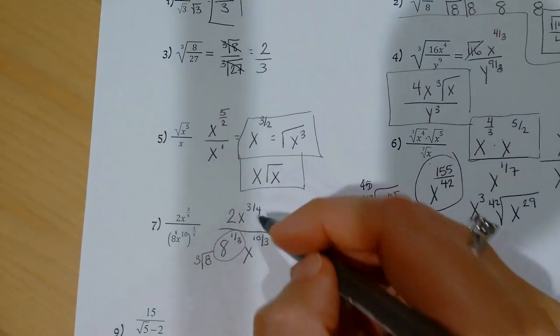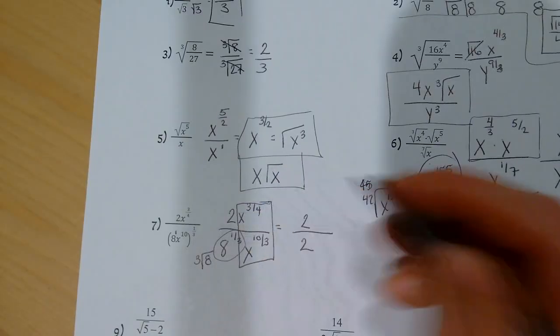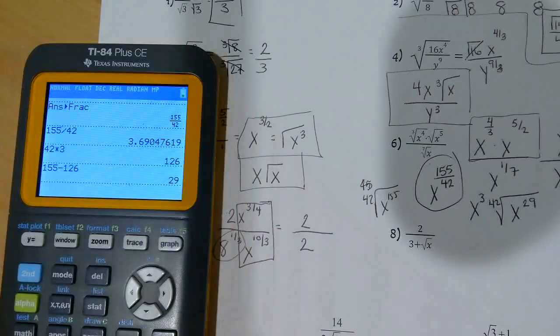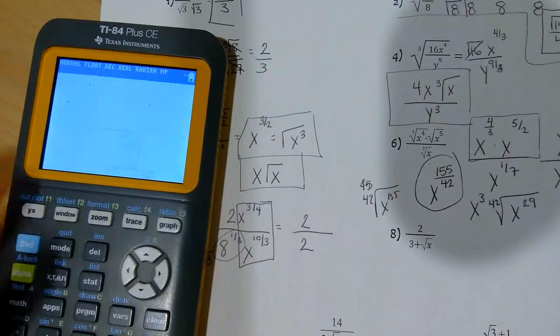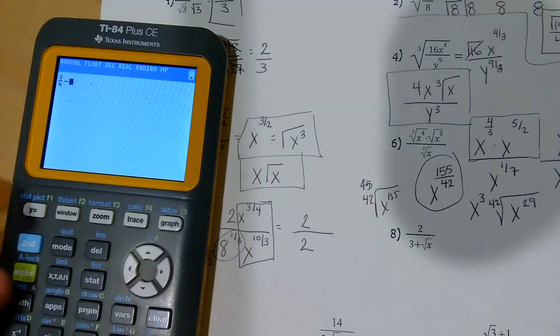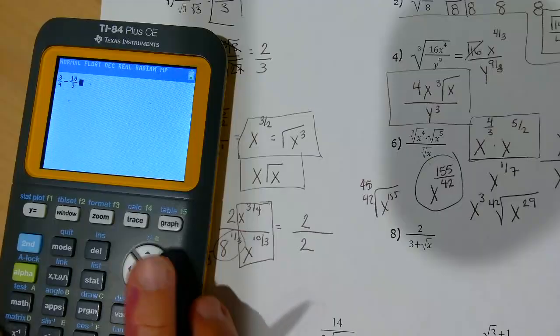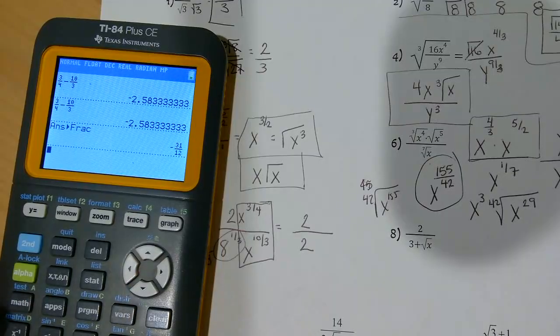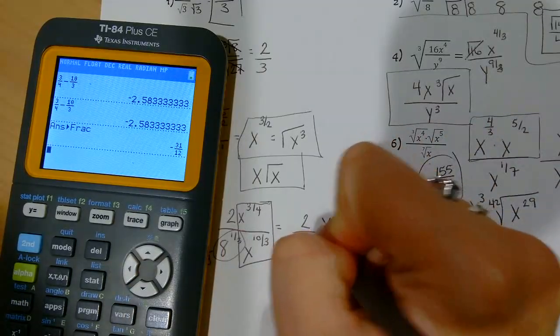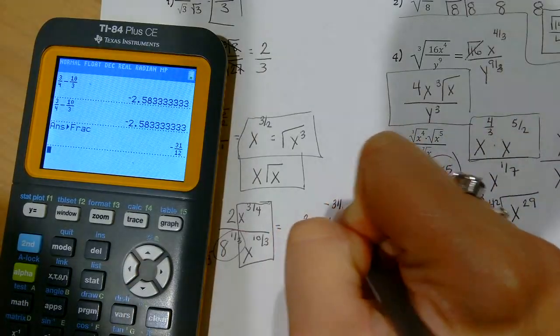Okay. Now, I've got x's on the top and bottom. That means I need to subtract those exponents. When we divide, we subtract exponents. So 3/4 minus 10/3 is going to get me x to the negative 31/12.